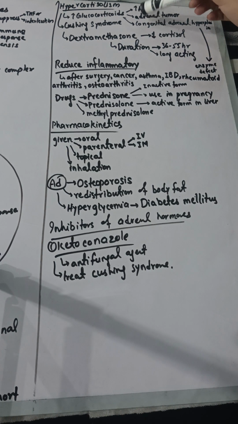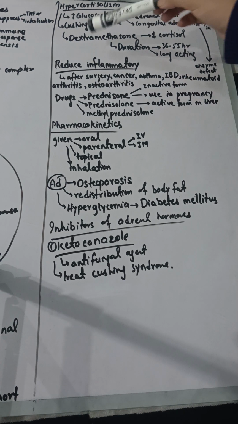And the third disease is congenital adrenal hyperplasia. It means there is an enzyme defect, so sometimes due to the enzyme defect, overproduction can happen. So what is the treatment of them? When Cushing disease happens to a patient, in Cushing syndrome the levels of glucocorticoids are very high. So what will we give that patient?